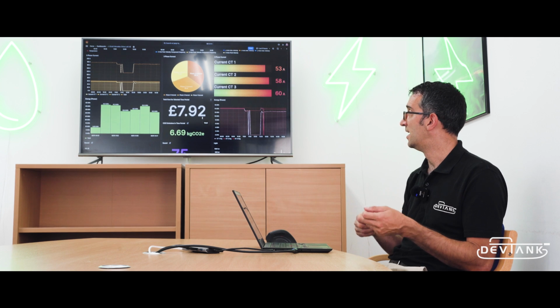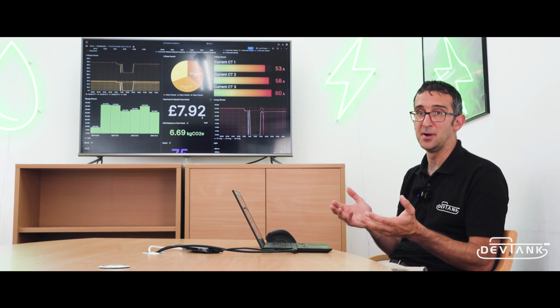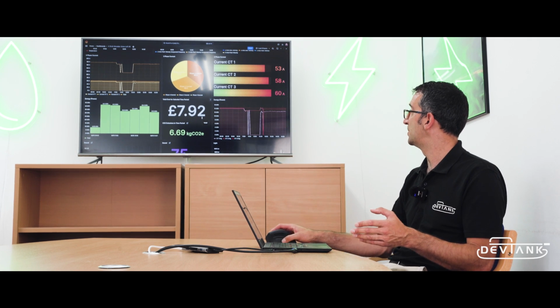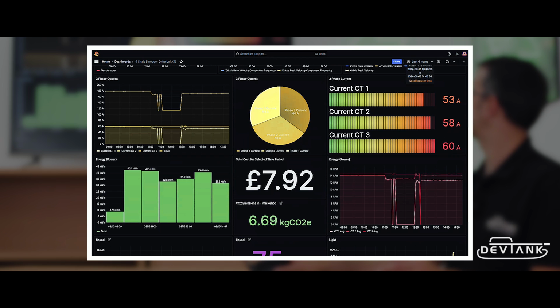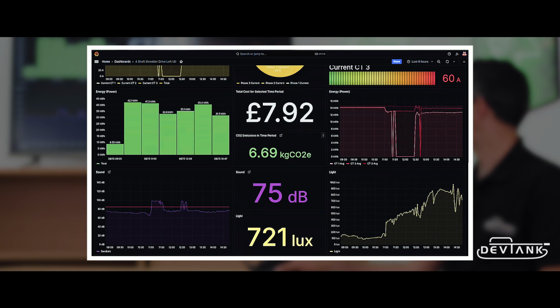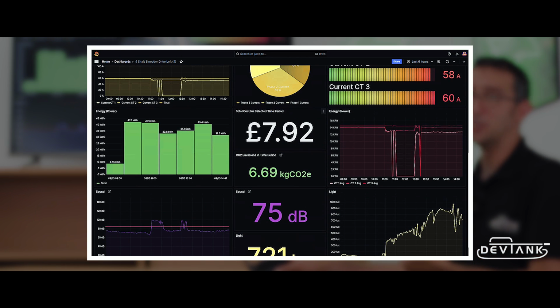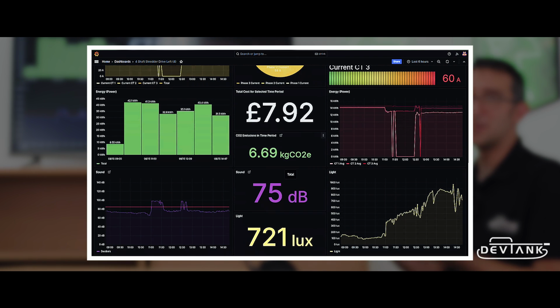And then we can also calculate, based on the kilowatt hour energy cost, a real-time running cost for that motor, for that machine. So that's what it's cost to run for the last 6 hours. It's cost £7.92 to run that motor, and that is the tonnes of CO2 consumed as well as part of that energy piece. So we can calculate carbon emissions, calculate costs, kilowatt hours. We've also got the auxiliary measurements such as sound and light levels being captured there.